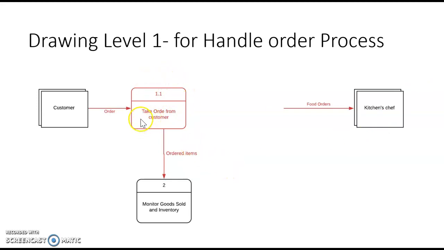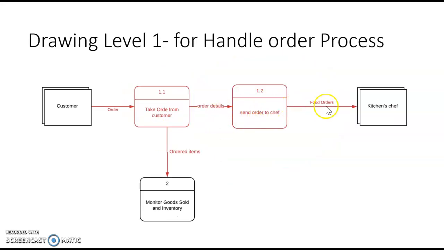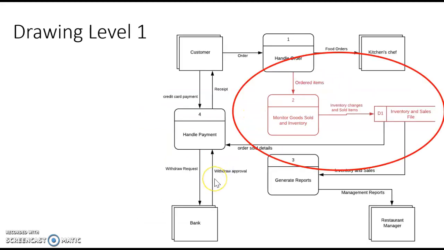Okay, and then it's going to take the order simply. And then what should I do with this order? I will send it to a send order process for the chef. And what do I need to pass from the first to the second? I need the order details so the chef will know what to cook. Okay, simply, that's it.